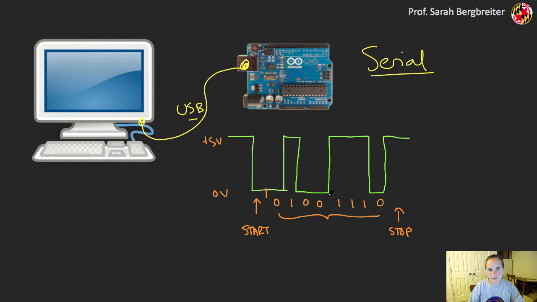Of course, there's a lot of varieties of this that we don't really need to get into. I can add more than one stop bit. I can add a parity bit that allows me to check my data. It tells me if I have an even or an odd number of ones in my packet here. So there are a lot of different variations on serial, but for the most part, you don't need to worry about that.